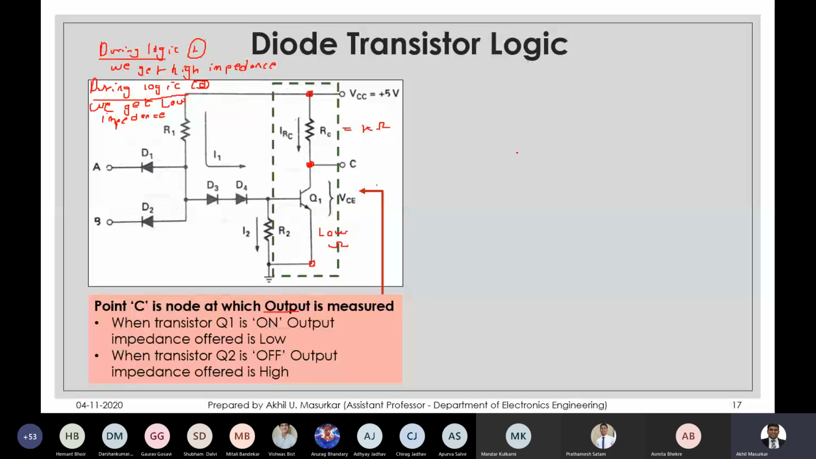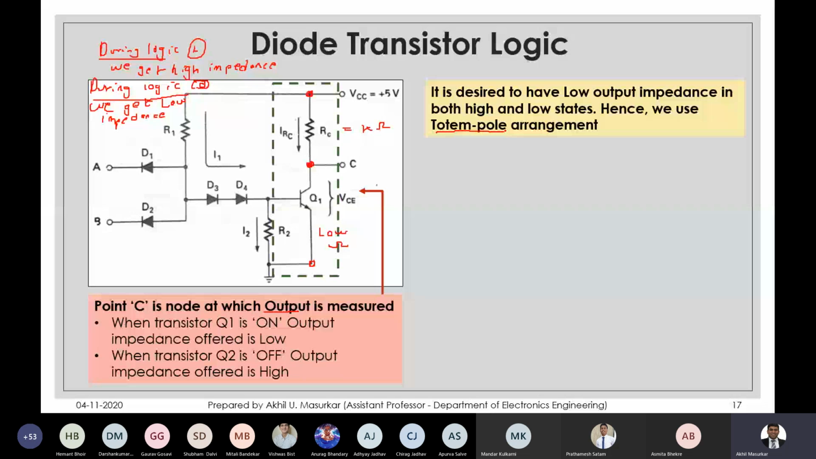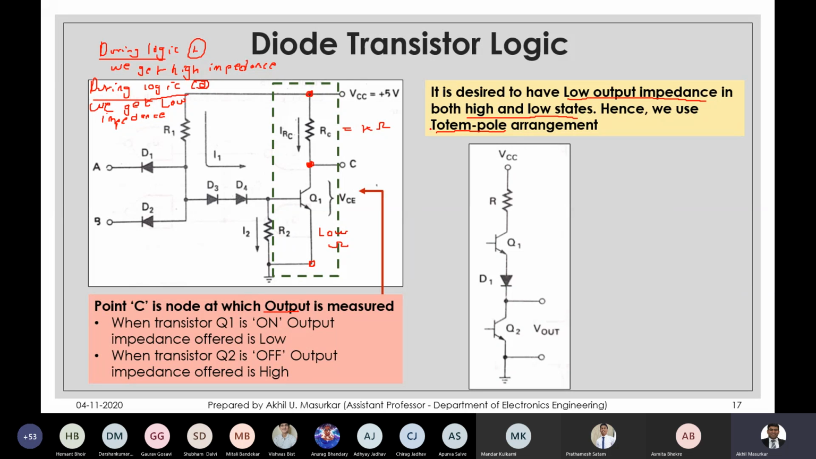To solve this problem, we use something called as totem pole arrangement. It is desired to have low output impedance in both high as well as low states. So this is what we want. Hence, we use totem pole arrangement. That means the part of the circuit which I have shown in green is now replaced by this thing. Now why is this called as totem pole?